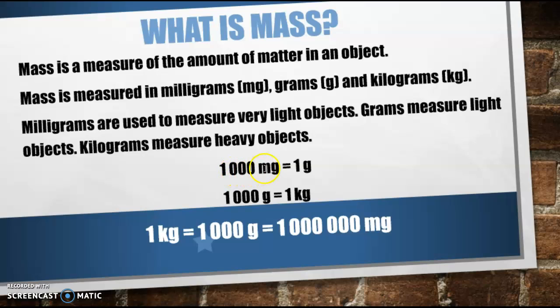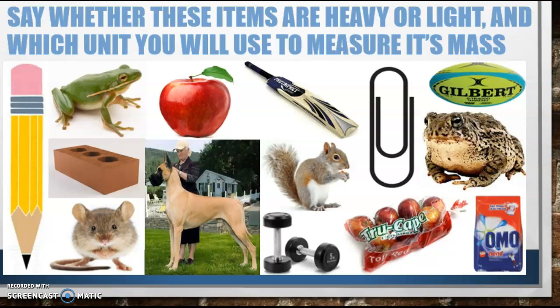1000 milligrams is a gram. 1000 grams make 1 kilogram. 1 kilogram is the same as 1000 grams, and 1 kilogram is 1 million milligrams. In this picture, say whether these items are heavy or light, and also which unit you will use to measure its mass. Pause the video and complete this activity.